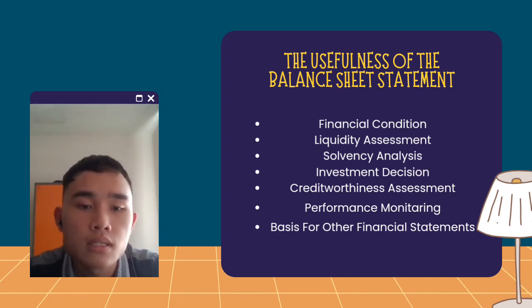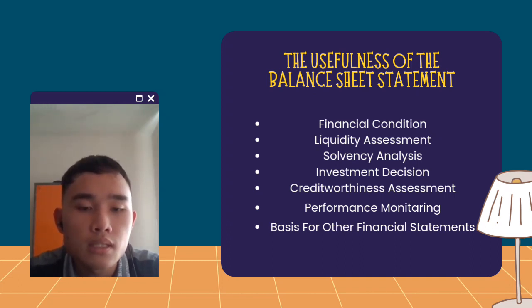My third point is solvency analysis. By looking at a company's long-term liabilities and equity, the balance sheet can be used to assess its solvency. It shows the split between debt and equity financing of a company's assets. This data is essential for determining a company's capacity to fulfill its long-term financial commitments.